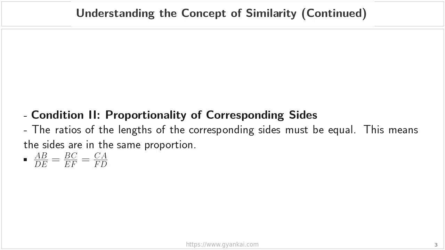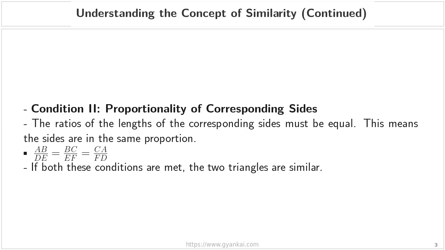To see this mathematically, let's look at the ratio of the sides. We compare the length of side AB to side DE, then side BC to side EF, and finally side CA to side FD. We write this as AB over DE equals BC over EF, which also equals CA over FD.